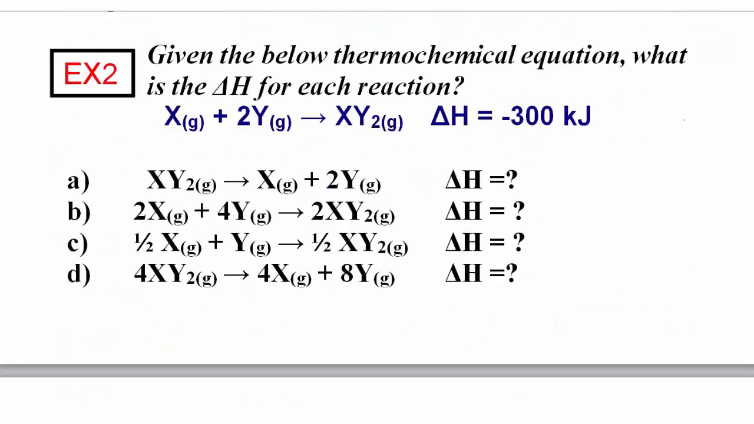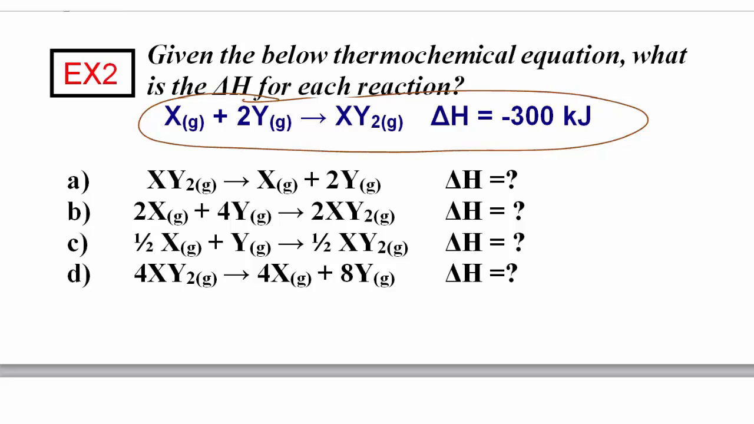Given the below thermochemical equation, what is the change in enthalpy for each reaction? So here's our thermochemical equation. And all we're going to do is mess with the reaction and see what the effect is on delta H for that reaction. So the first one, A, what do we do to the reaction? We flipped it. So the reactants became products, the products became reactants. All we do is change the sign on delta H to get the right answer. So all we did is flip the reaction, just change the sign on delta H.